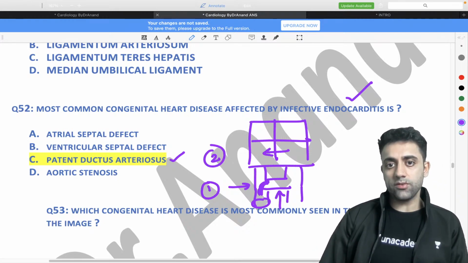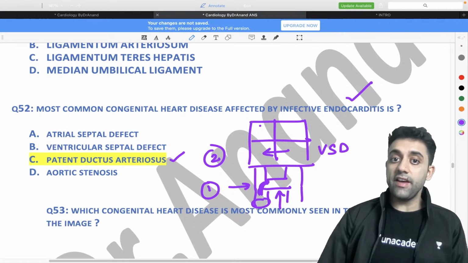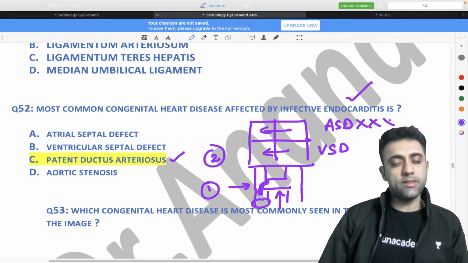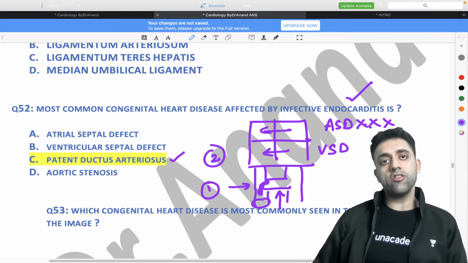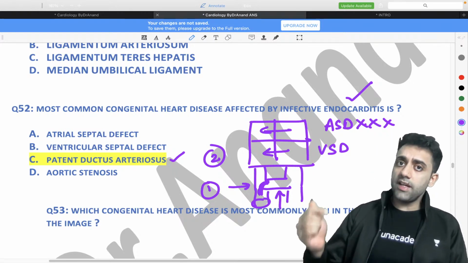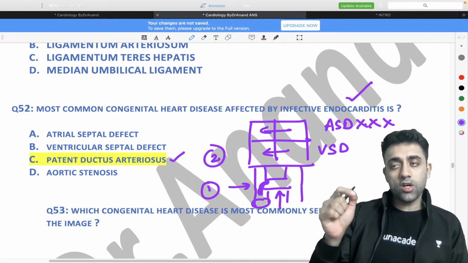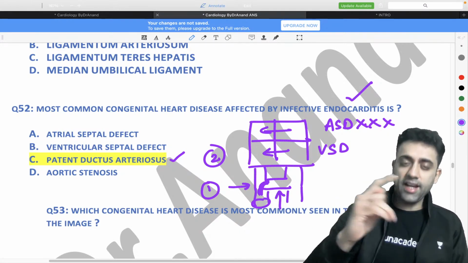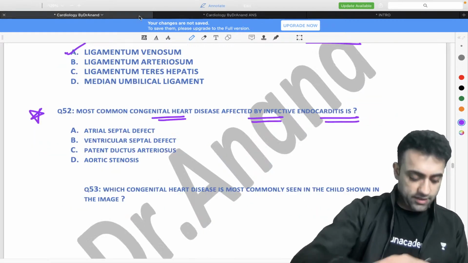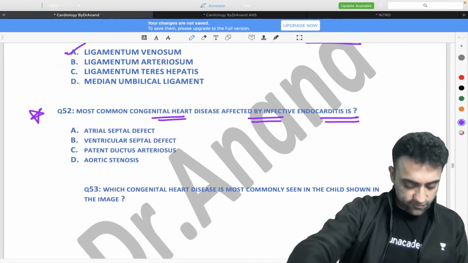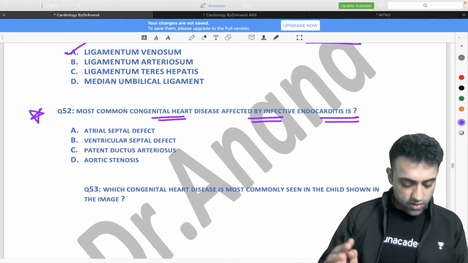Second, it is commonly associated with VSD, and very less likely it is associated with ASD. In cases of atrial septal defect, you don't see infective endocarditis. Infective endocarditis is very common for the defects which are very close to the pulmonary artery, and PDA is number one of them. And second will be our ventricular septal defect. Yes, our C is the best option. Very good.